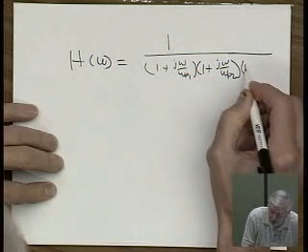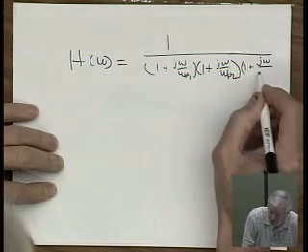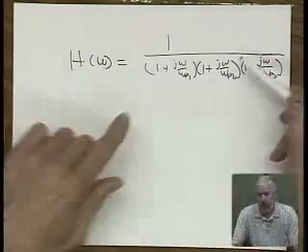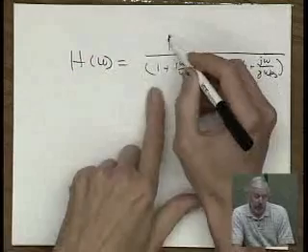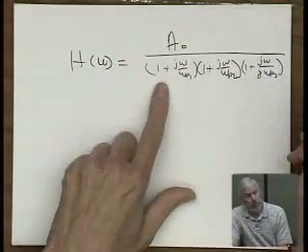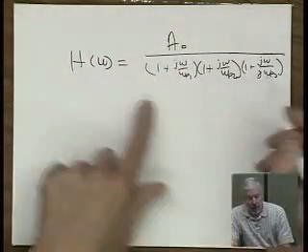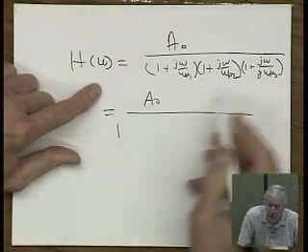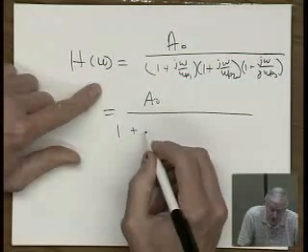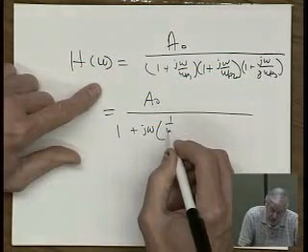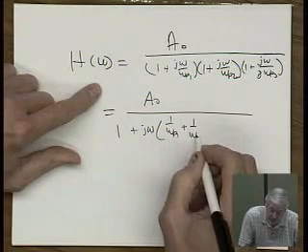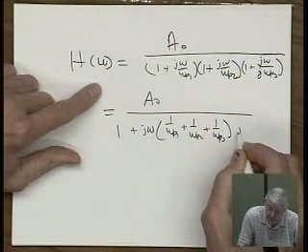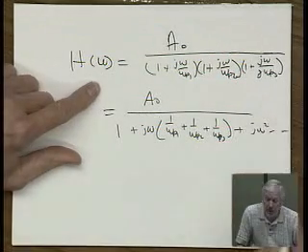Let's do 3 poles. Let's say a system has 3 poles in it. So here's a 3-pole transfer function. There's some DC gain in it. If we multiply this out, we end up with something that looks like this: 1 plus the first order term, which is j omega times 1 over omega p1, plus j omega squared, and so on.